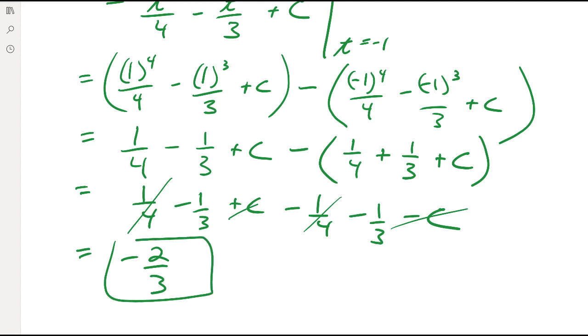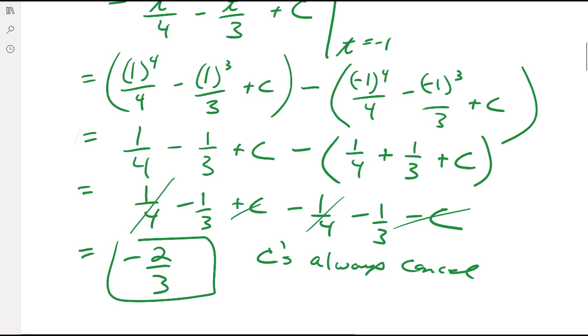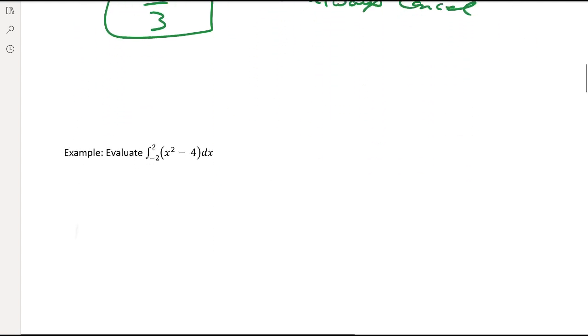In fact, your c's will always cancel. Okay. So because of that reason, when you do your definite integral, you're going to end up with just a number, no plus c. So with that being said, I'm going to start to drop my c's whenever I have bounds because they're always going to cancel out. All right, first of a couple. Here we go.